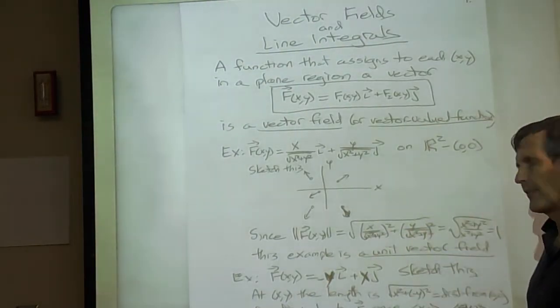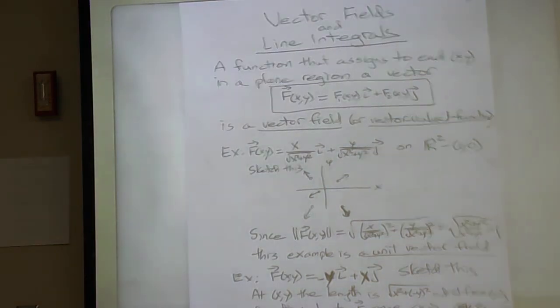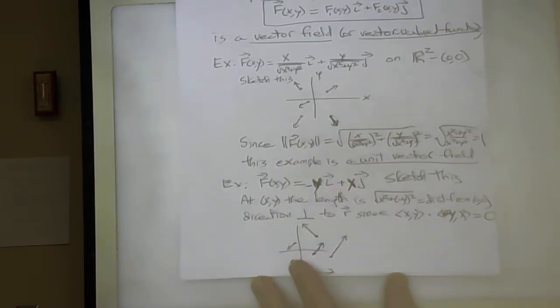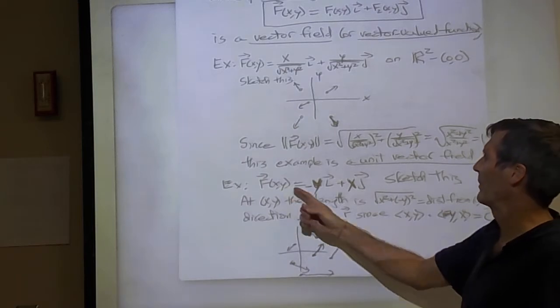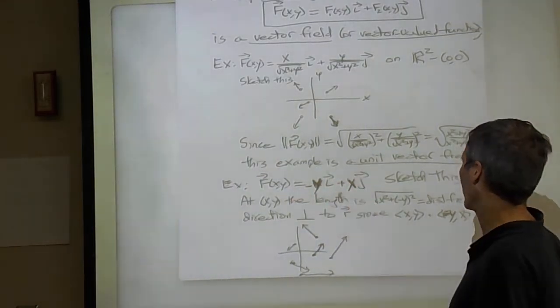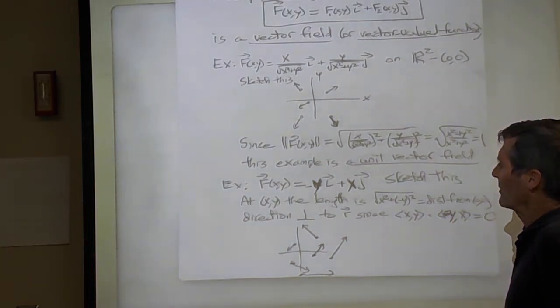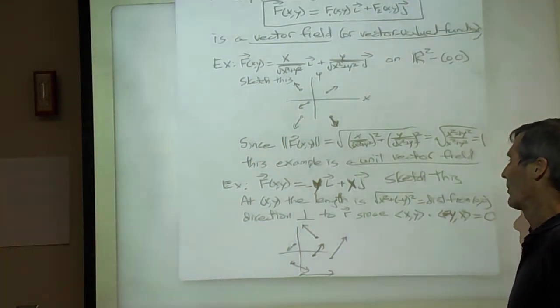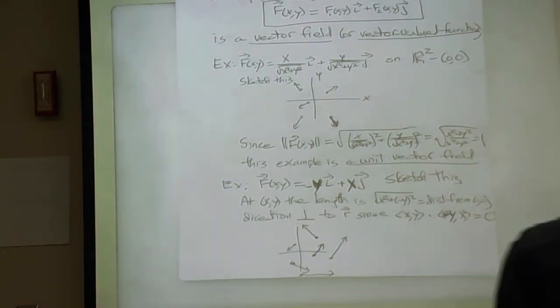Here's another vector field. This is an important one for another reason. Look at the vector F equals minus y i plus x j. Well, how can we sketch that? Again, we can look at the length. Square root of this squared plus this squared, and I wrote this wrong. It should be minus, let me fix it.